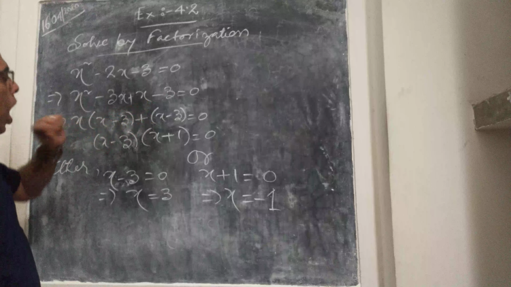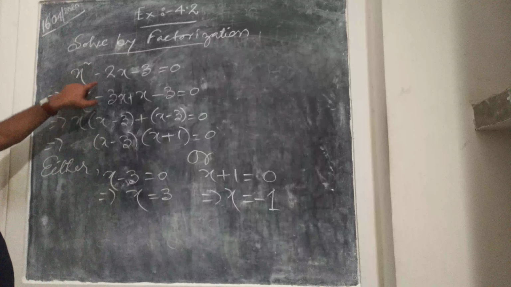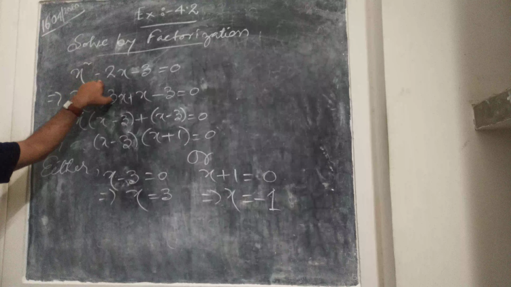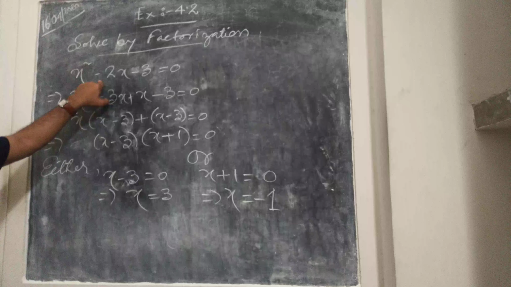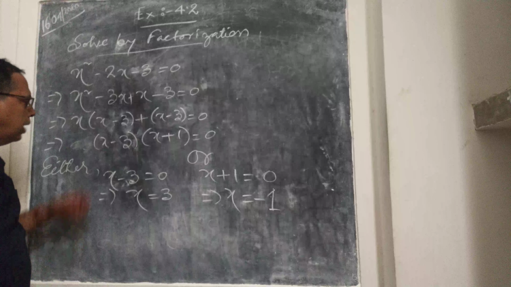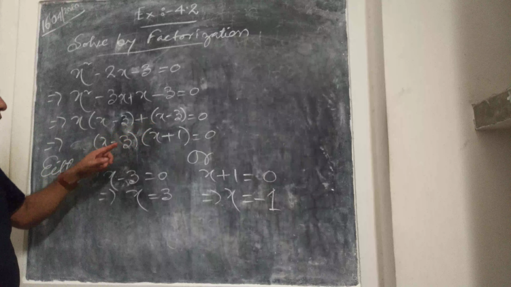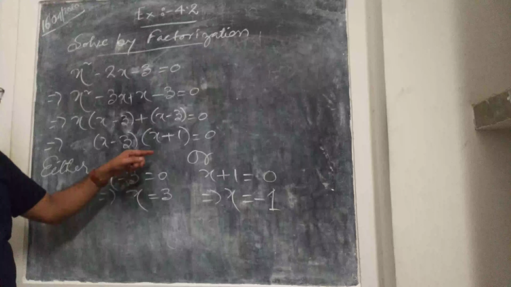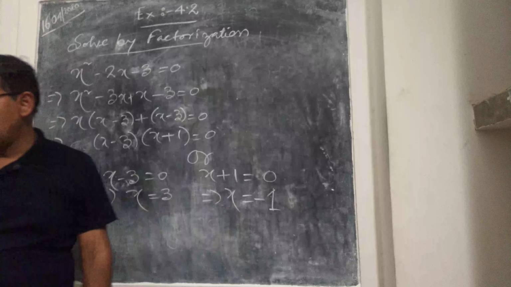Second point: how to decide which one will be plus and which one will be minus. That will be decided by the middle term sign. So please be careful. The middle term sign is minus. So minus 3x plus x. Then ultimately (x minus 3) into (x plus 1) equal to 0. This is the middle term factorization method.